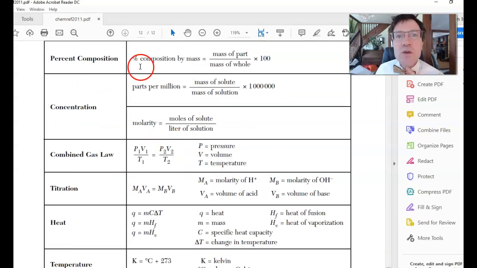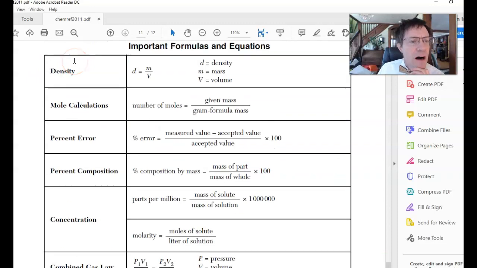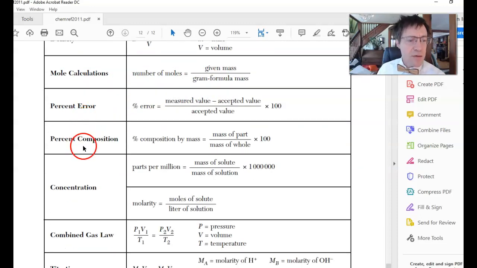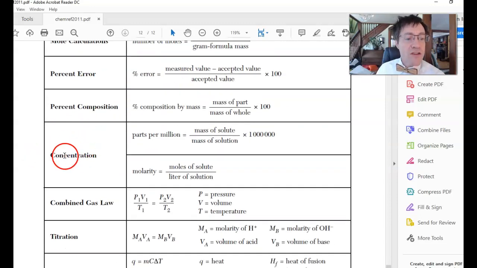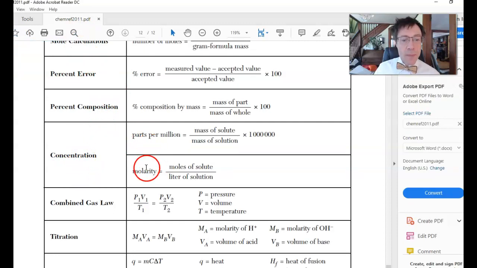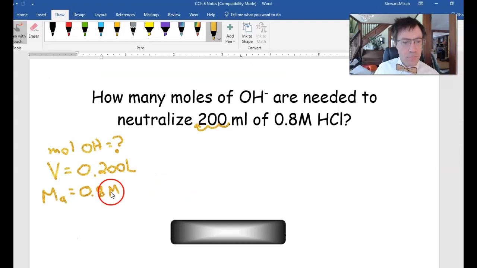Okay, so let's see which one helps us here. Probably not density. Probably not this one. See, because this is number of moles, gram formula mass. Ain't helping nothing. Definitely not percent error. Well, concentration. Here's the thing. Look at this. This might be a thing. I don't know. Let's check it out. Parts per million. Molarity is moles per liter. So this has molarity, moles, and liters. I think we have our equation.